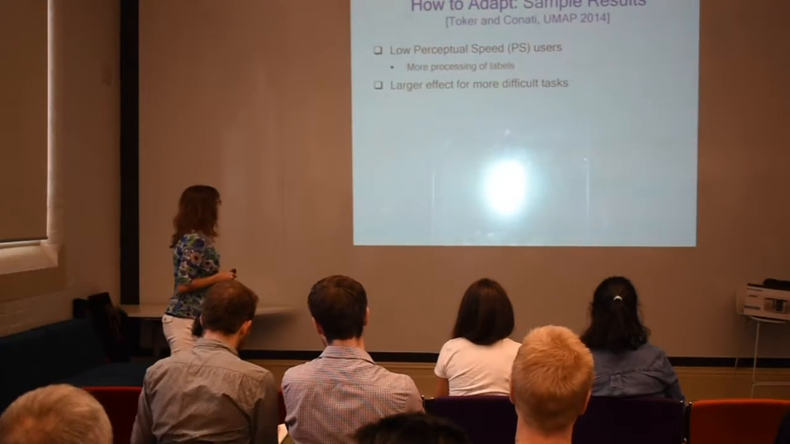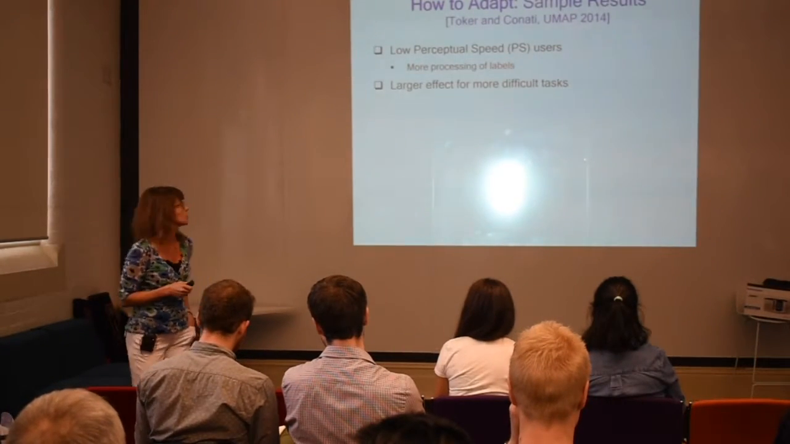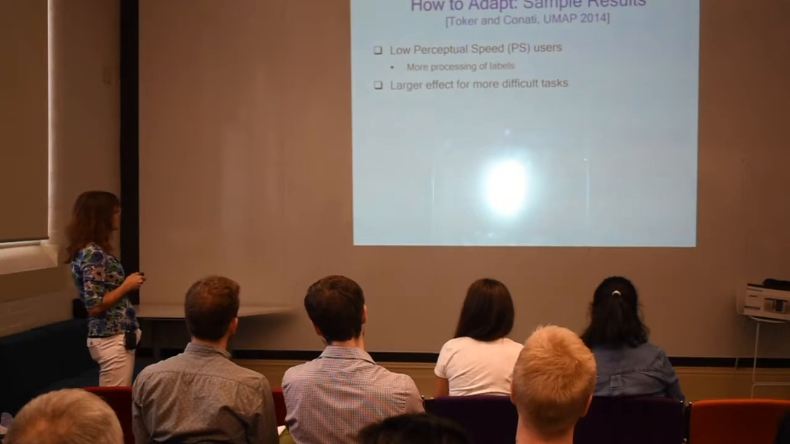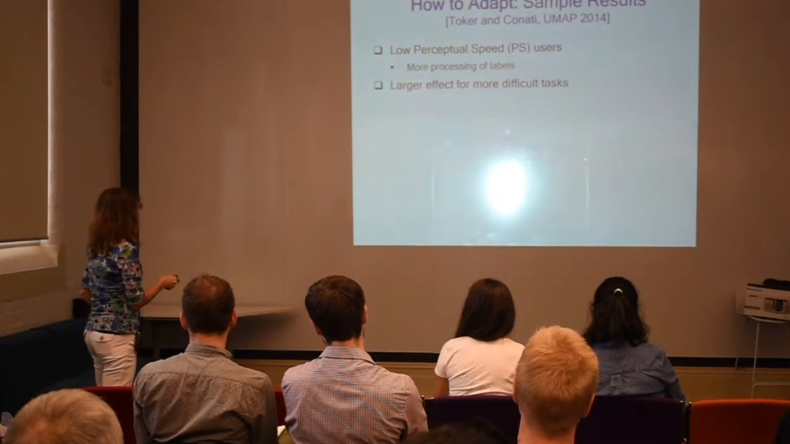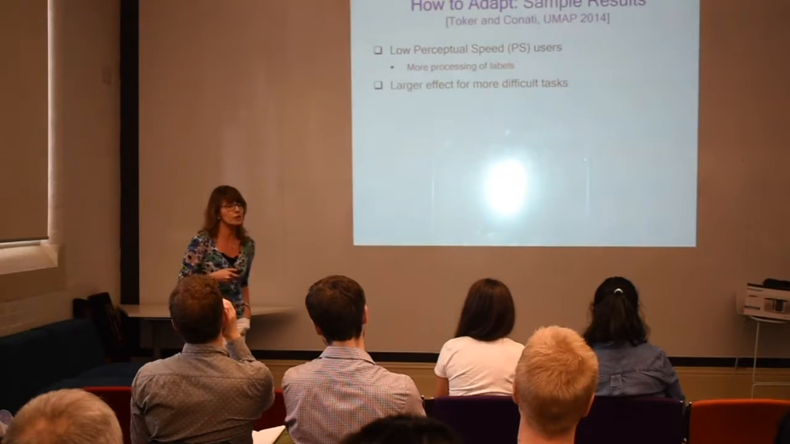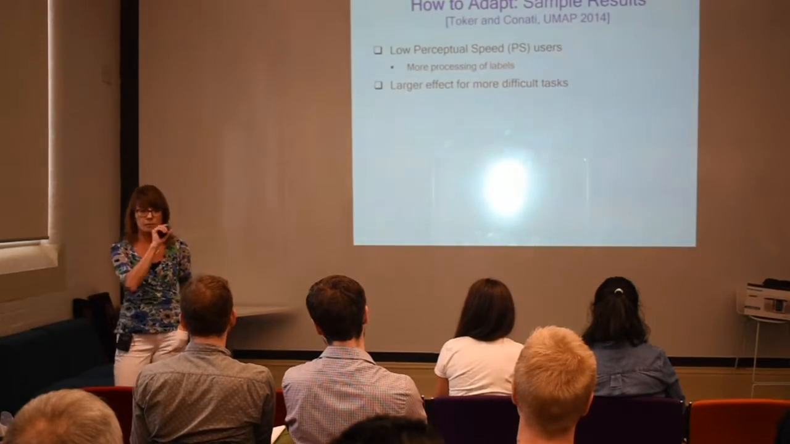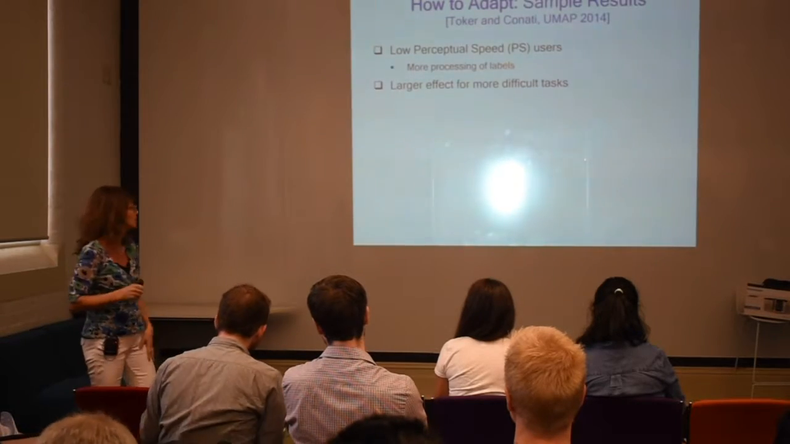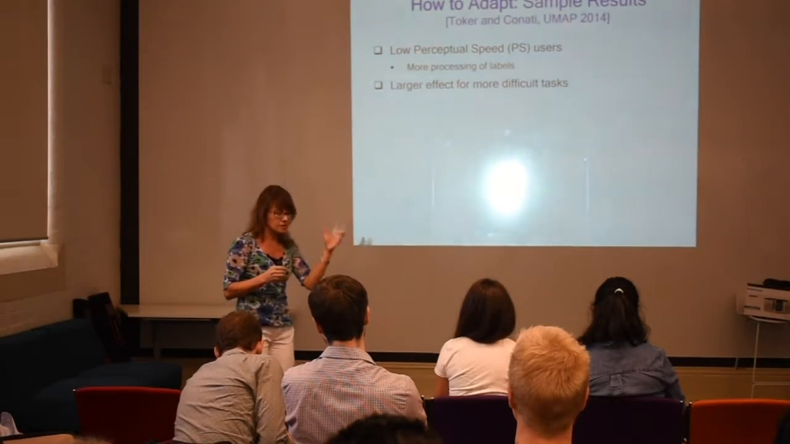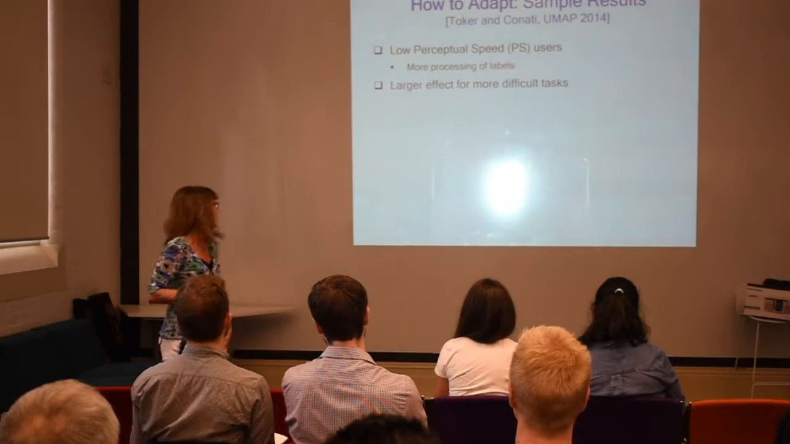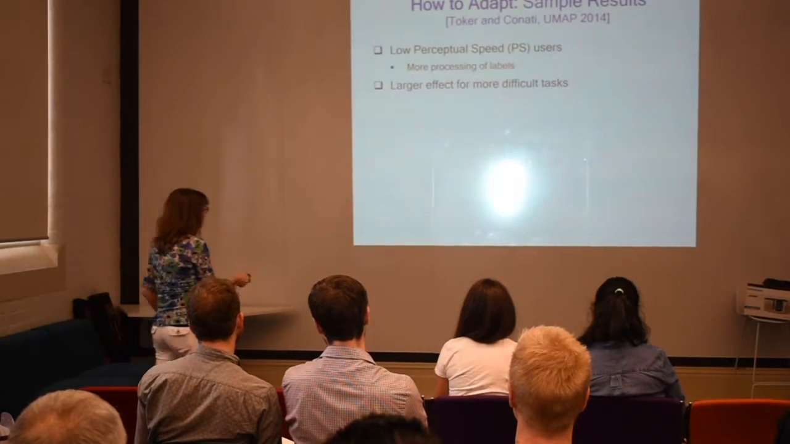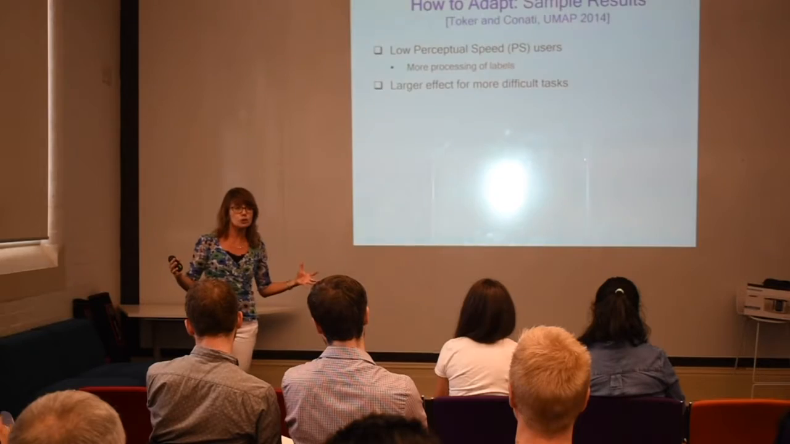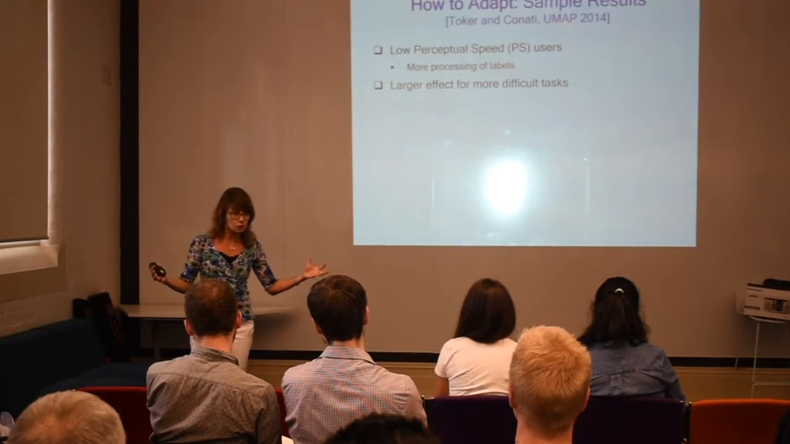So for instance, we found that low perceptual speed users spend more time, more effort in processing labels. The labels that are at the bottom of the graph and show what are the names of the different groups. So more fixations, more transitions to that area. And this effect gets larger as the tasks get more difficult.